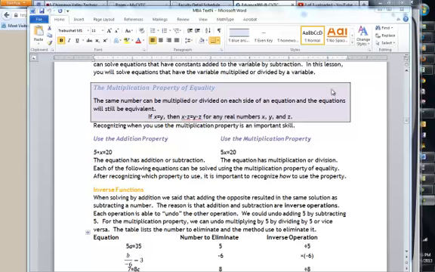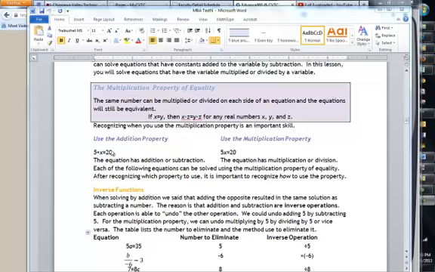In section 2.3, we're going to use the multiplication property, which says that instead of adding or subtracting the same number from both sides, we can multiply or divide the same number on both sides of an equation. Now, one of the things that you're going to have a hard time figuring out is when do I add and when do I multiply?